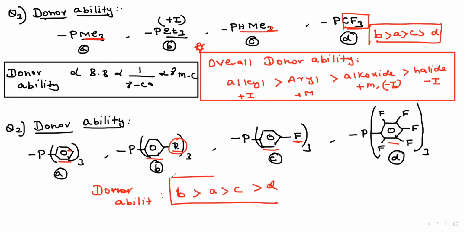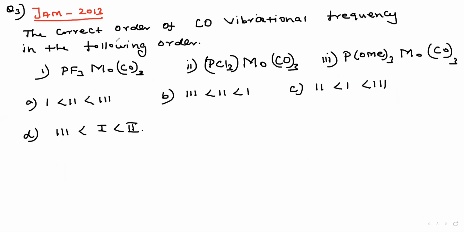Now understand? Okay, now I'm going to discuss a previous JAM question. Let's see the question. The question asked in 2013: the correct order of the CO vibrational frequency. They're asking the stretching frequency of CO. Now, what do we know? The back bonding increases, and the stretching frequency of CO decreases, right?